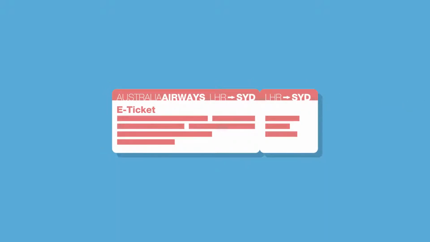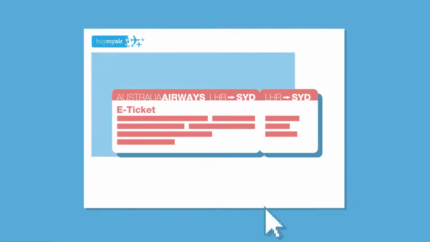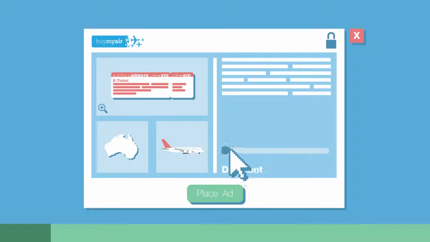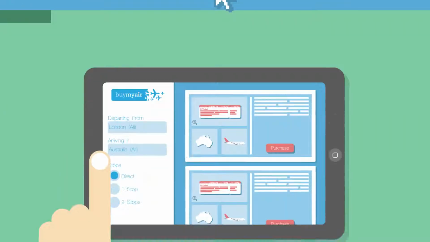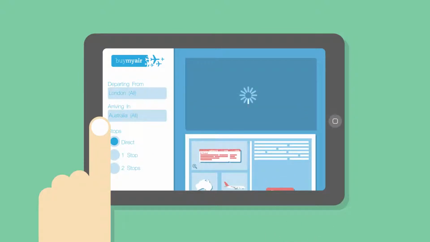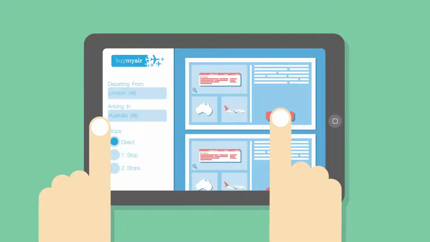Number one, a seller lists their unwanted flight on our secure platform, applying a discount of anywhere between 30% and 50% off. The flight is then visible to savvy buyers hunting for the best deals on international flights.